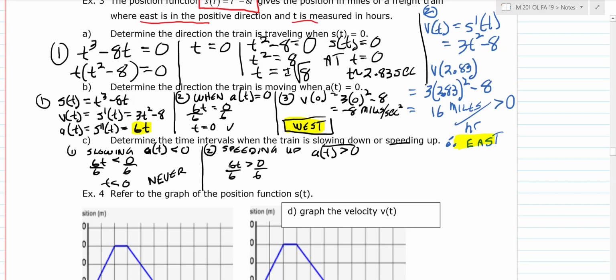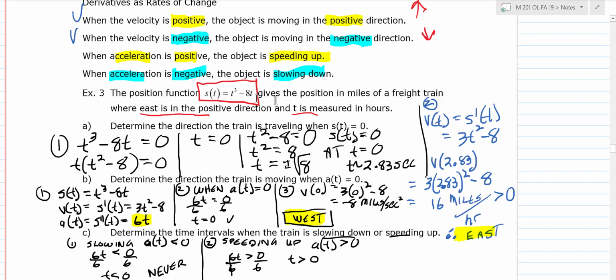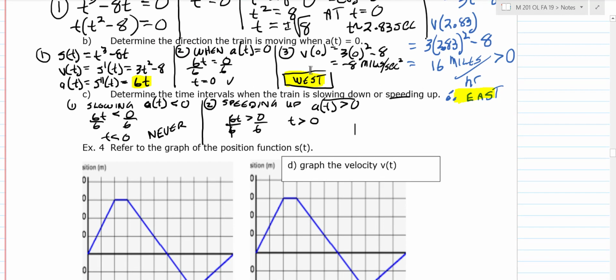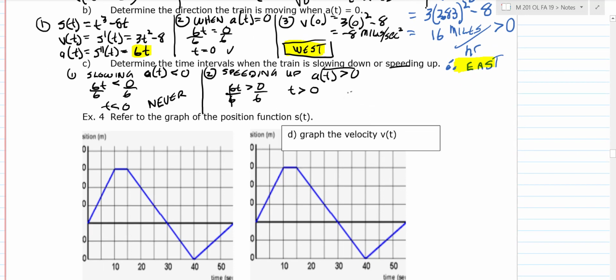So we just divide by 6. We get t greater than 0. So that's going to be when we're speeding up. And we're doing a time interval on this. So if you look at the direction, whenever the acceleration is positive, we're speeding up. Okay. So what we would say on this is we would just say speeding up. As far as an interval, we would say on the interval 0 to infinity. Okay, like that. All right. So it's just whenever time is greater than 0.